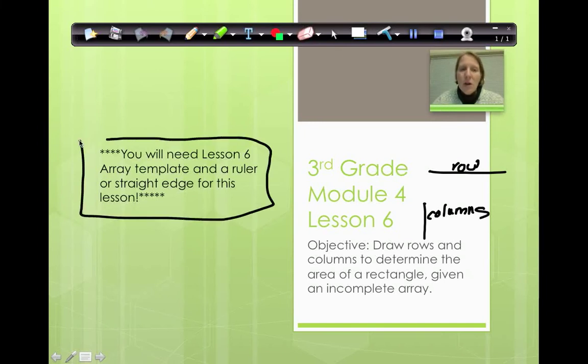Before you start, you may need to pause this to fetch what you need. For this lesson, you will need the Lesson 6 array template. You are taking it home for your homework. You are also going to need a ruler or a straight edge. You're not going to be measuring with a ruler, but you're going to need to be able to draw some straight lines on your template, so make sure you have some way of doing this. Okay? If you need to, pause the video right now and then go fetch what you need.